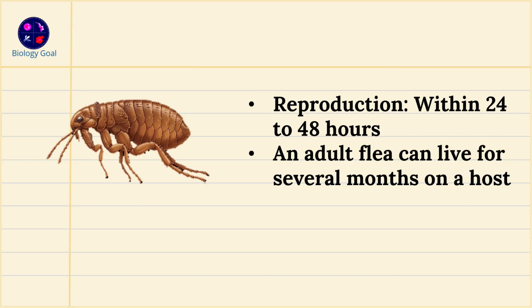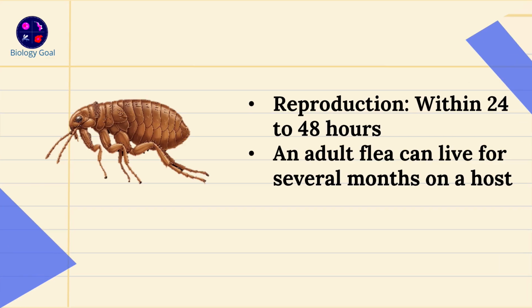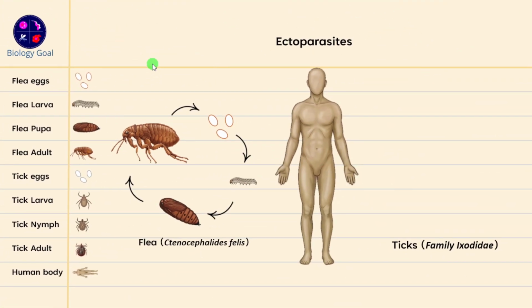It's almost several months. If the host is not getting rid of the flea, it can survive for several months. So you can imagine how difficult it is to actually take care of this particular ectoparasite. That's why we have the problem of this flea, because you have the resilient stage, and it becomes very difficult to actually get rid of that. So this was all about our ectoparasite number 1, which is flea, Ctenocephalides felis.